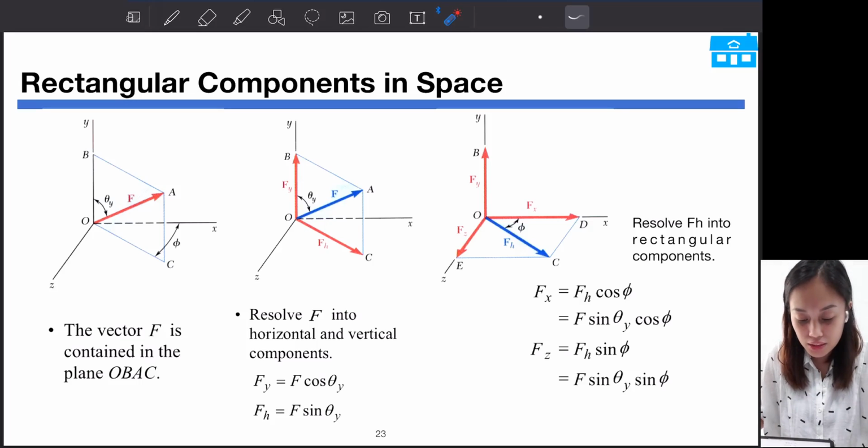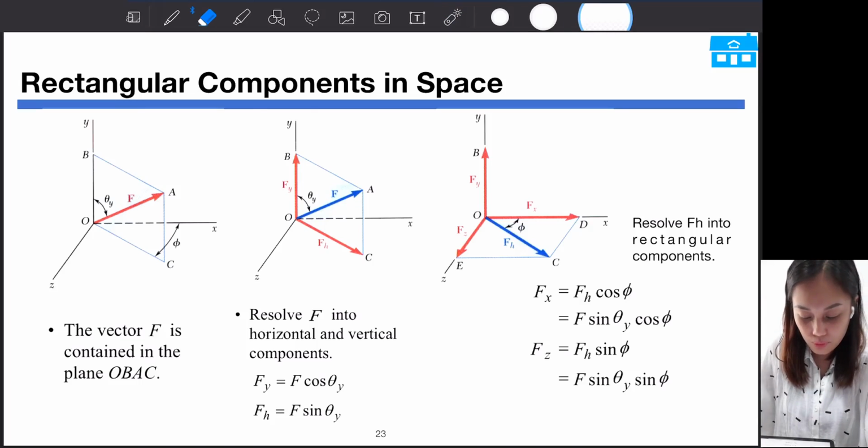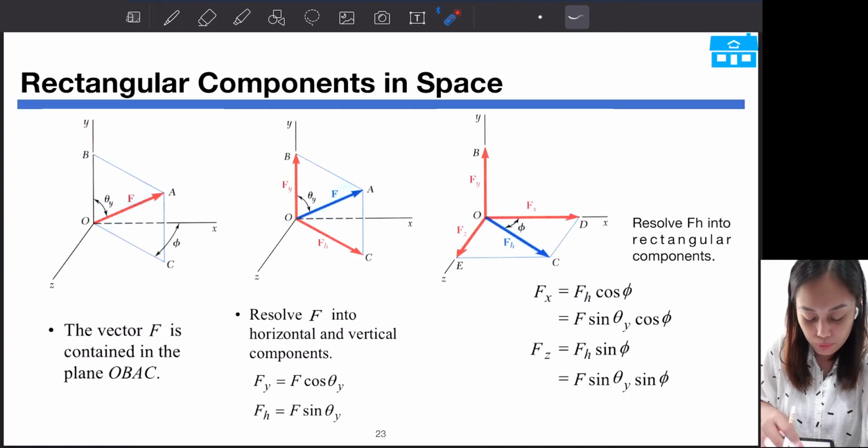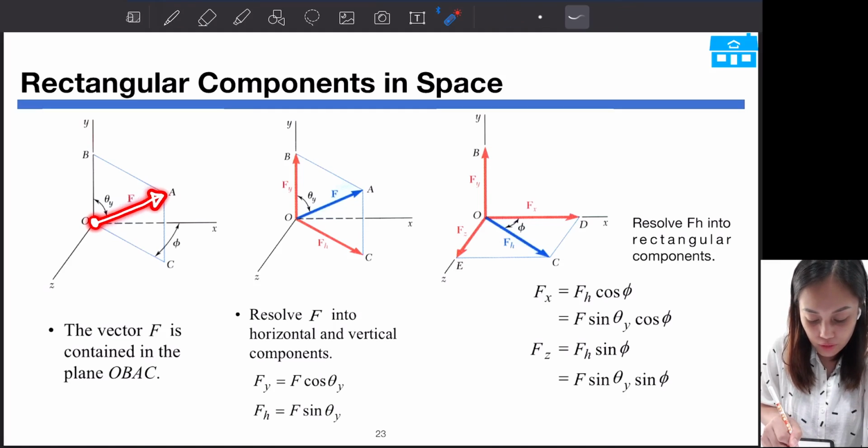Okay, so this is a continuation of chapter 2. The topic that we're going to discuss is rectangular components in space. Say for example we have force F acting at point O. The force F is contained in the plane OBAC, so it lies within this plane.